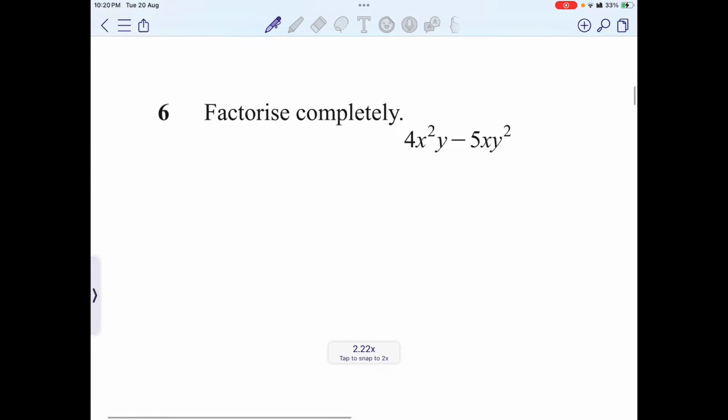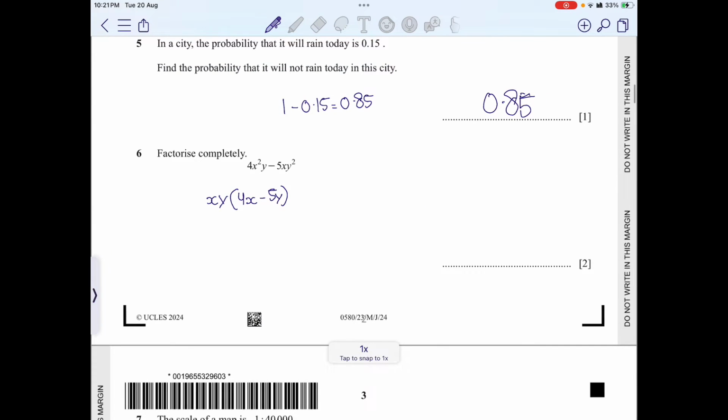Factorize basically means that you have to find out what's common in both of these terms. As you can see, x and y are common, so I'm going to factor out x and y. Now, if I multiply x and y with 4x, I'll get 4x squared y, since x is squared, so we just need to put one more x here. On this side we have a 5, and there's only one x, so we have that outside. We just need to put one more y, that becomes negative 5xy squared. That's it. Easy question. xy times (4x minus 5y).